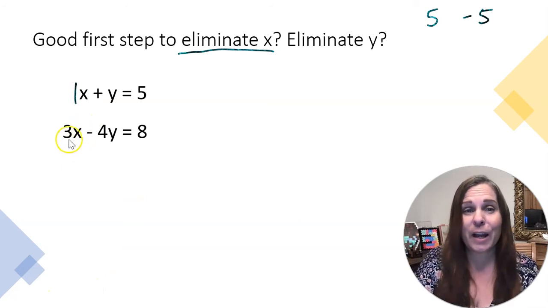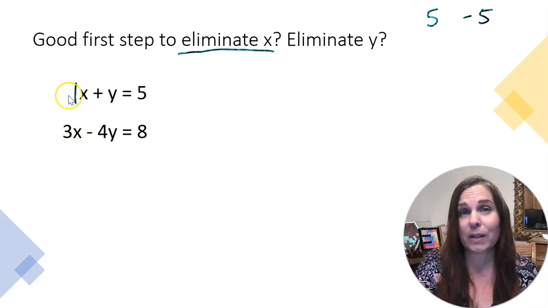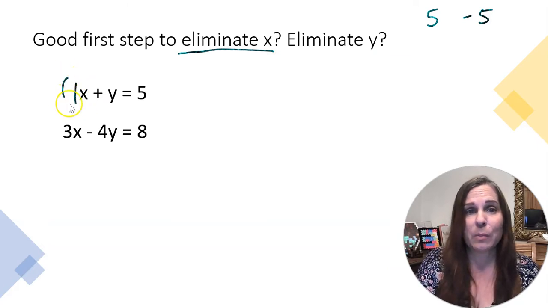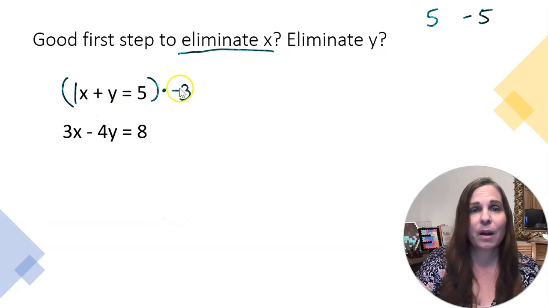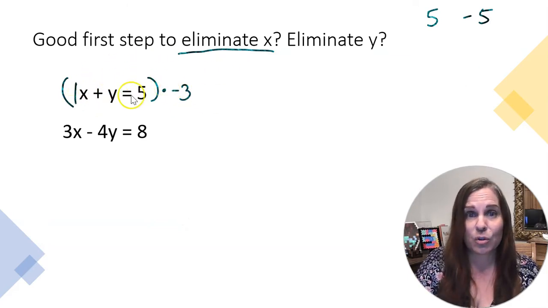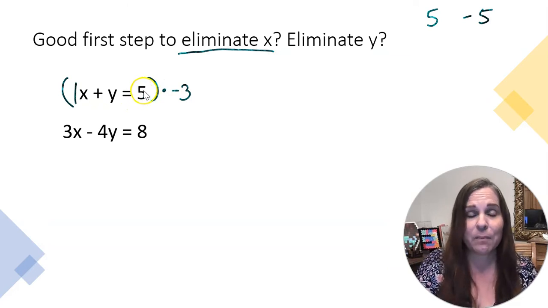Well, I already have a 3x here. So I could make this term a -3x. But in order to do that, I would have to multiply the entire equation by -3. So let's see what that would look like. I would multiply each term inside these parentheses, again, the entire equation by -3.